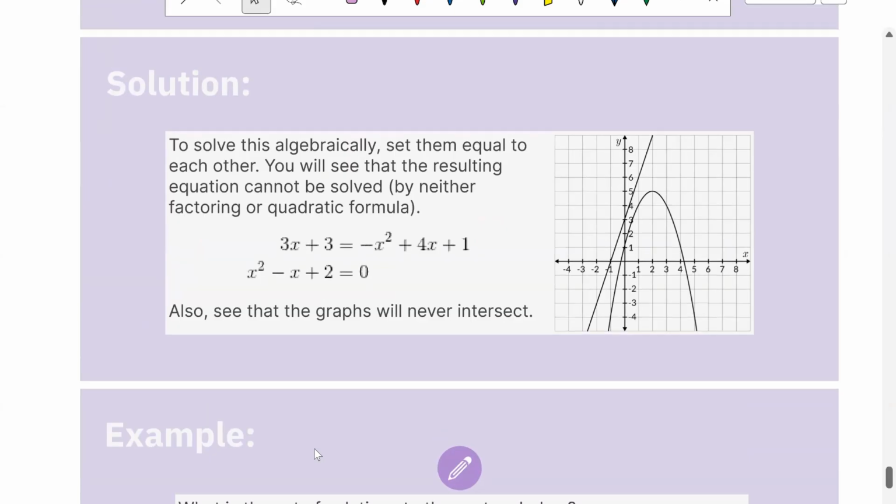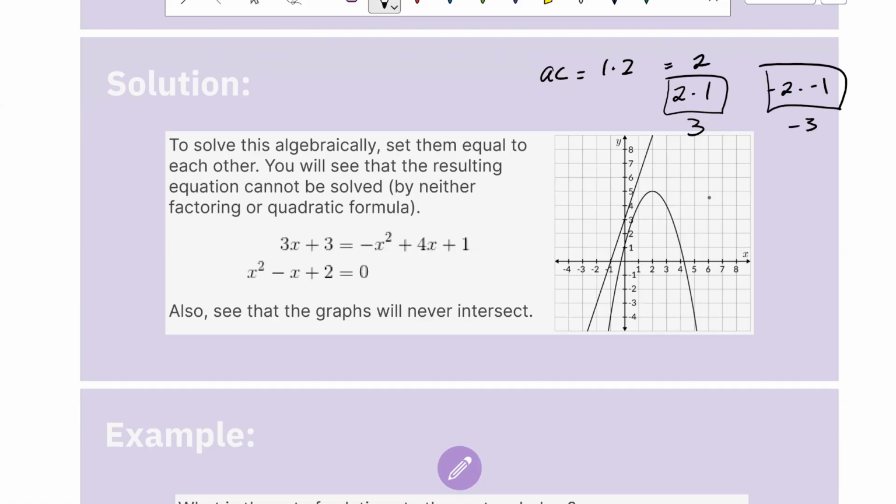So if we do the AC method here, let's see if we can get this to factor. So if we did A times C, that's 1 times 2, which is equal to 2. And 2 times 1 and -2 times -1 is the only way that we can multiply to get to 2. So if we add those together, that's 3. If we add those together, that's -3. And that does not equal -x. So these are never going to cross.